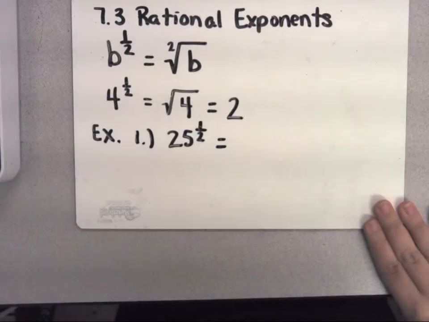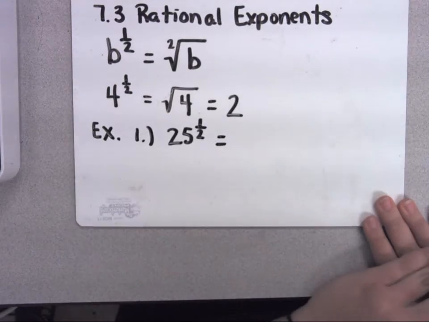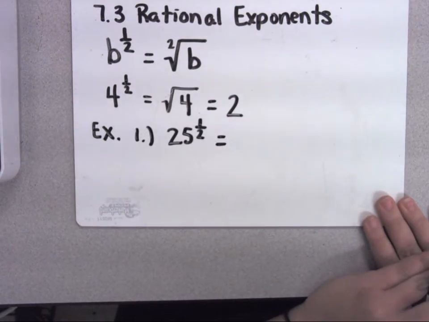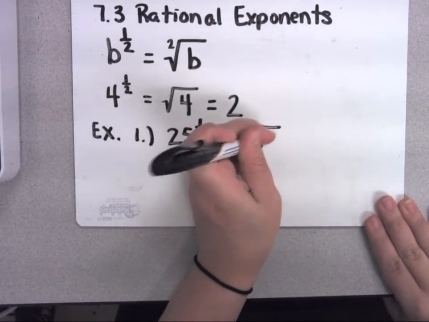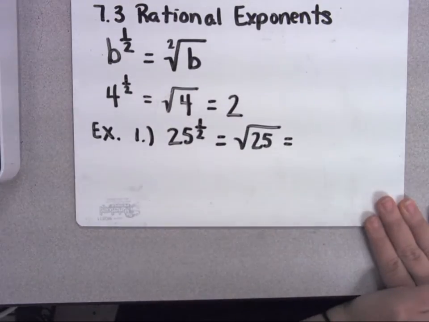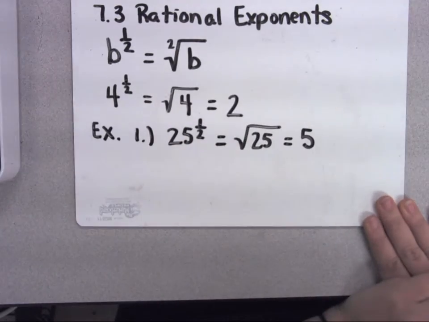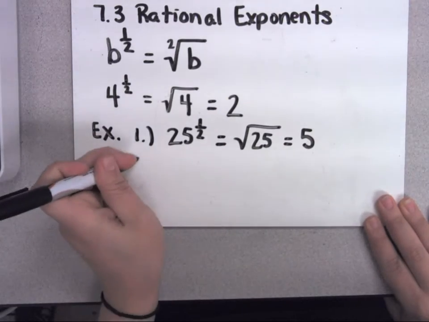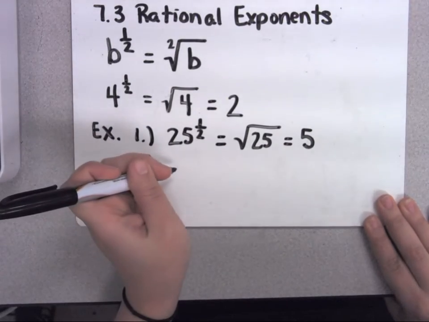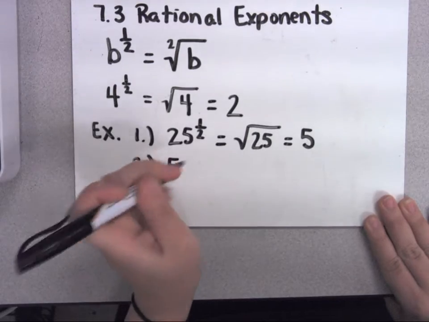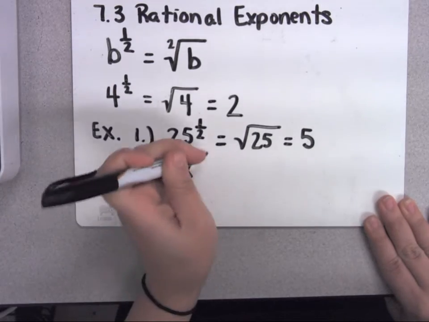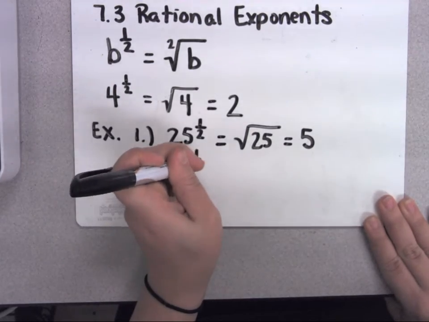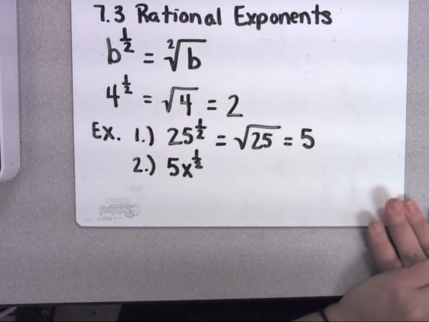Okay. How do we rewrite that? Square root of 25. Do we know what that answer is? It is 5. Okay. What's the difference between that one and this one? 5x to the 1/2. What's the difference between those two things? Well, yeah, one has a variable.